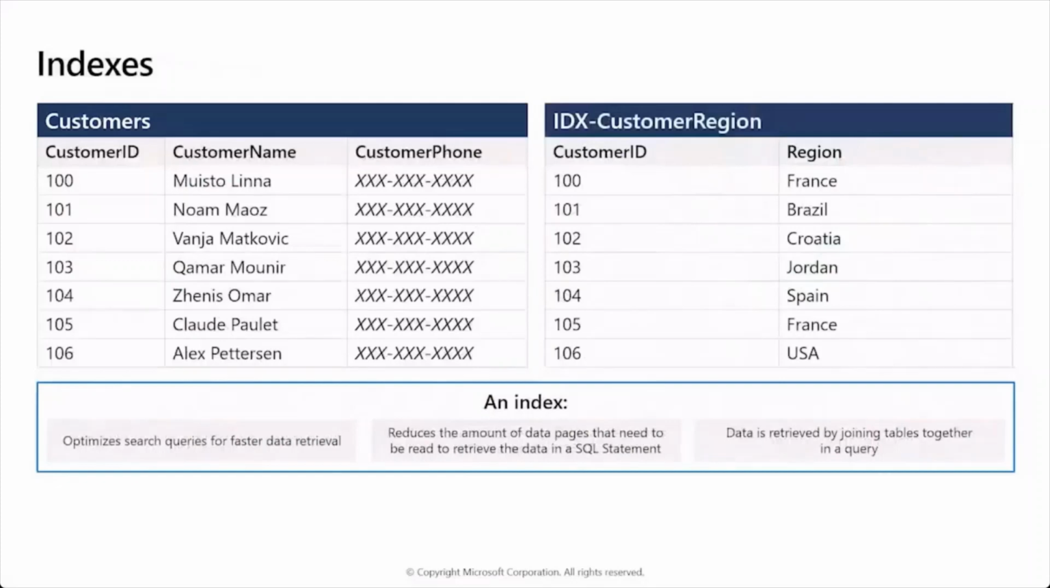So you can create many indexes on a table. Say, for example, if we wanted to find all the customers for a specific region, then we can create another index on the customer ID column from the customers table.